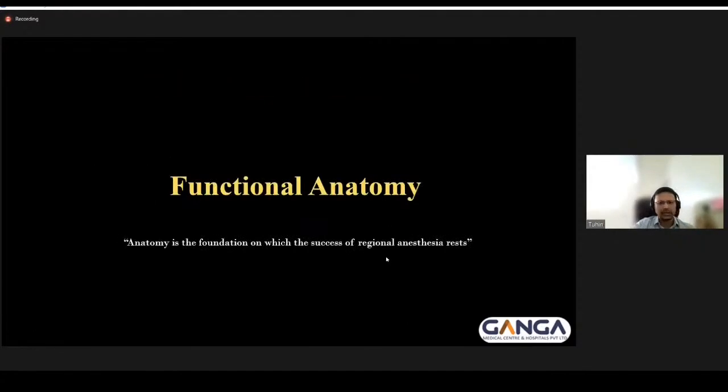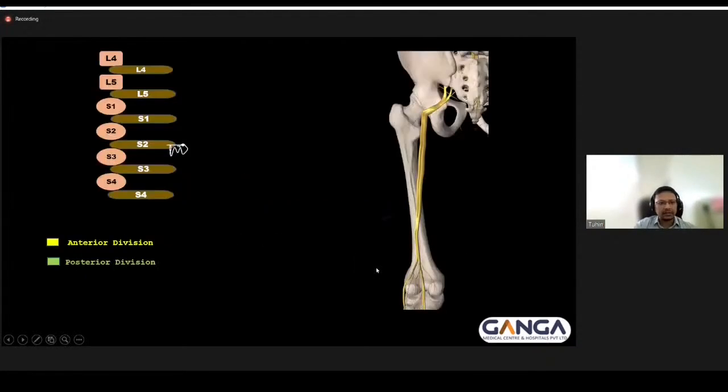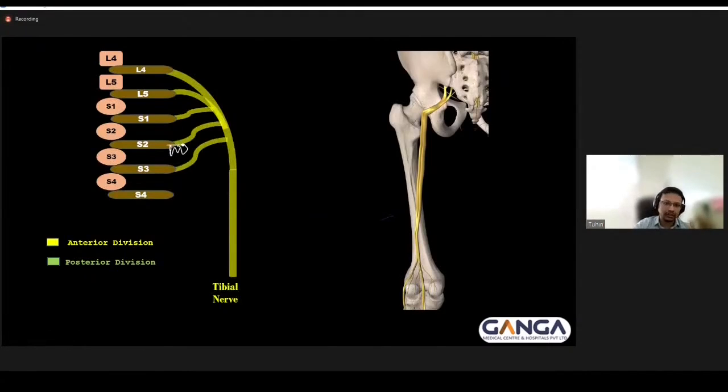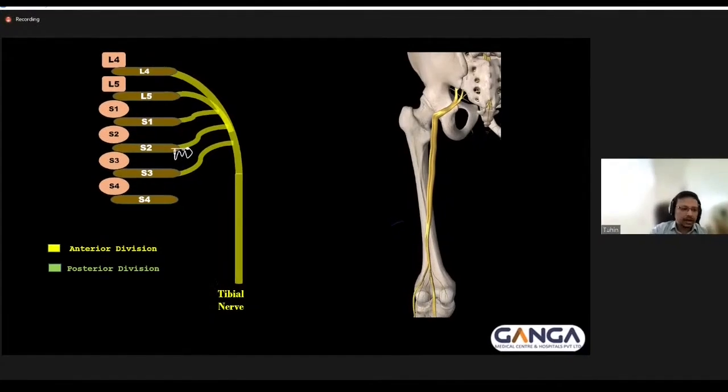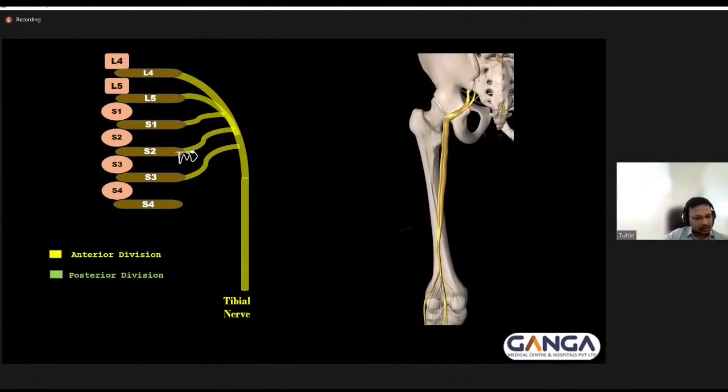So let's start with the functional anatomy of the sciatic nerve. The sciatic nerve is the largest branch of the sacral plexus, and it is around 2 centimeters in diameter and 45 centimeters in length. It exits the pelvis through the greater sciatic notch below the piriformis muscle and travels in the posterior compartment of the thigh, descending between the greater trochanter and the ischial tuberosity.